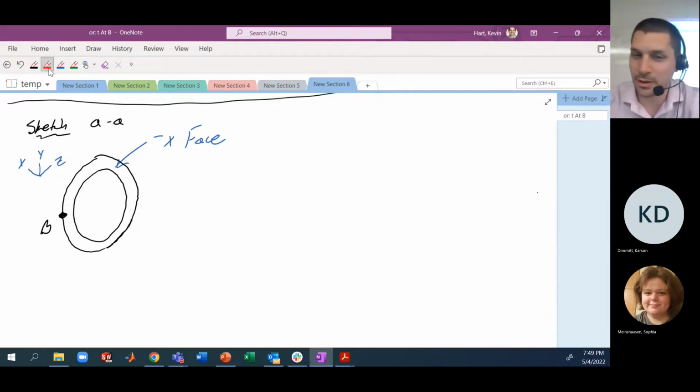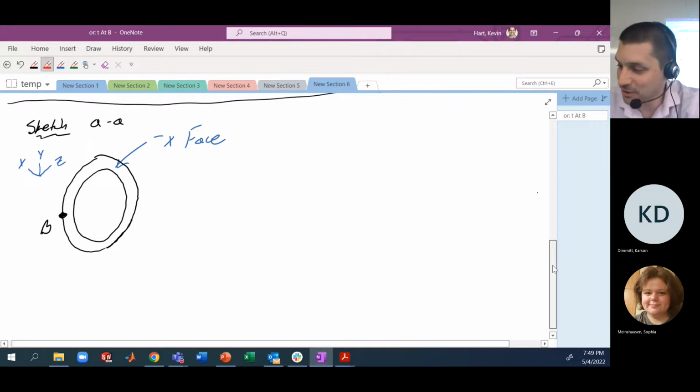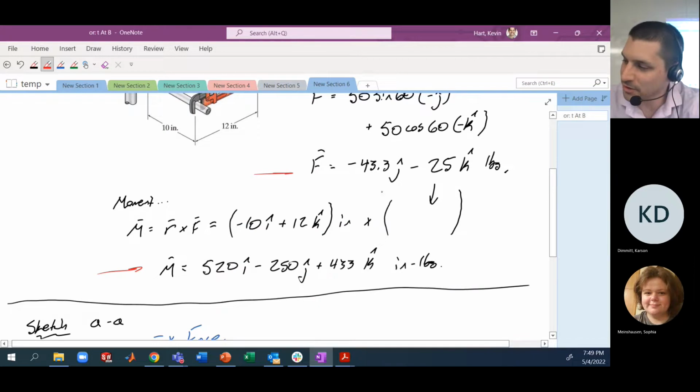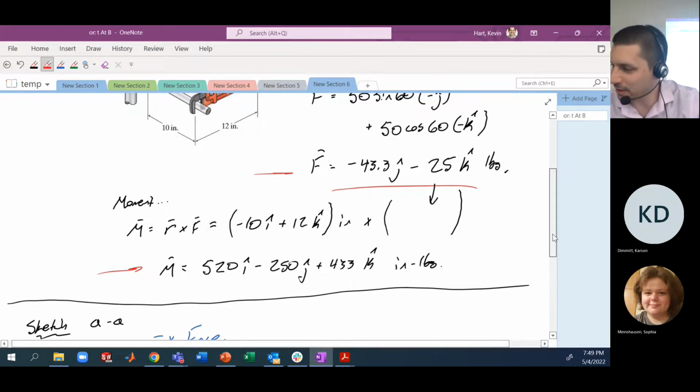So this is the negative x face. So let's put all of our loads and our moments that are acting on this particular face, and let's talk about what effects they're going to have at point B. So our forces first, we've got negative 43.3 j hat and minus 25 k hat.